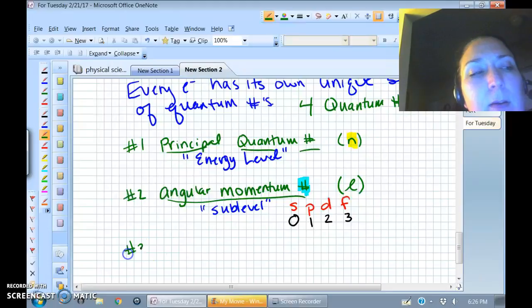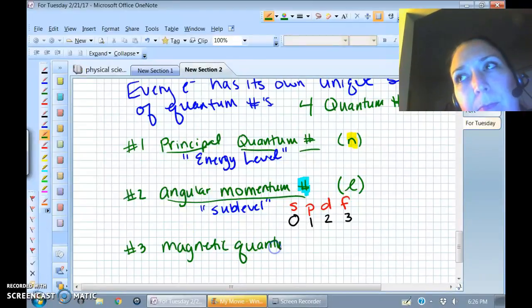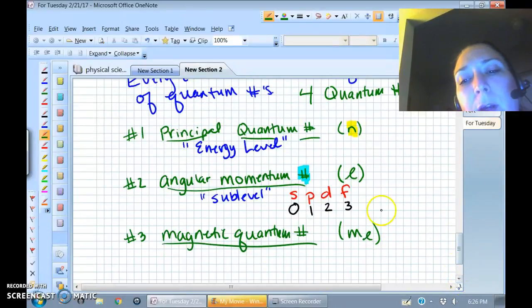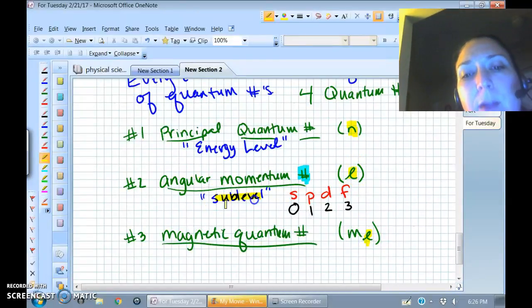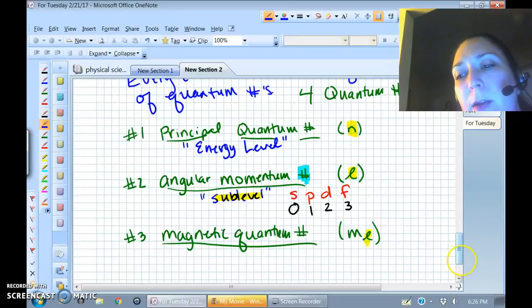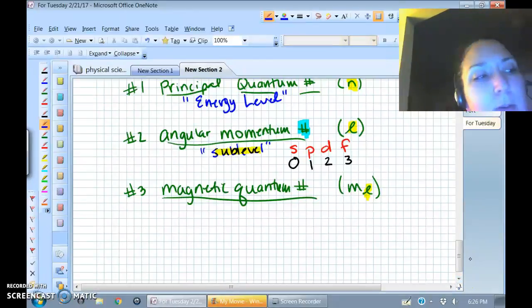Alright, number 3, the magnetic quantum number. And it is an M with a subscript L. So the L is still referring to what's going on within the sublevel. That's why it's there. So the magnetic quantum number is actually going to tell us where within that sublevel the electron is located, because that's what we're talking about, is our electrons.